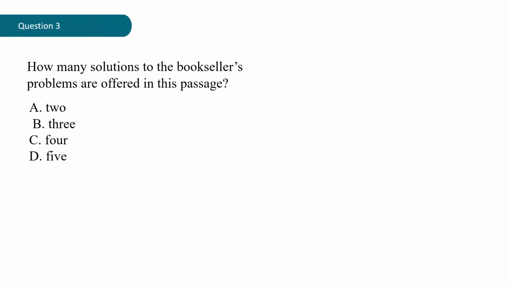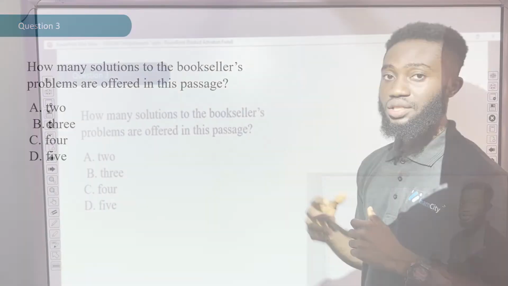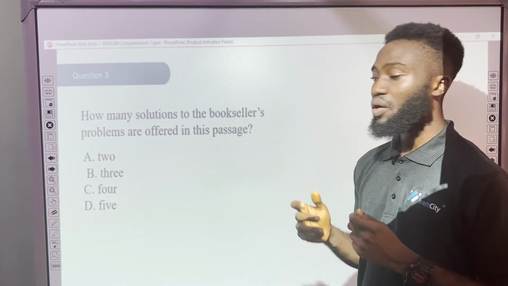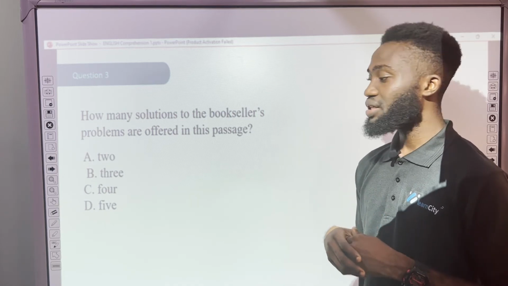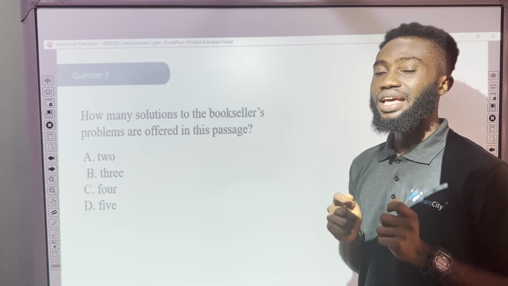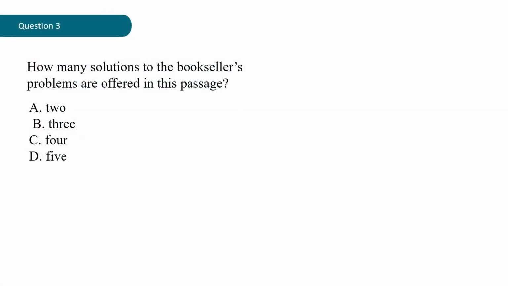How many solutions to the bookseller's problems are offered in this passage? Now take your time to go through the options. Is it A, 2? Or B, 3? Or C, is it 4? Or D, is it 5? So how many solutions to the bookseller's problem are listed in the passage? What's your guess? Alright, the correct answer then is 3 solutions.